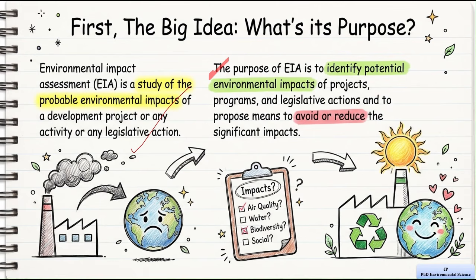What impacts are studied? So various different types of impacts are studied, like impacts on air quality, water, biodiversity, social impacts. So EIA looks at all the important areas, not just one. So we can say that without EIA, environment gets harmed. With EIA, we can protect the environment and make better decisions.